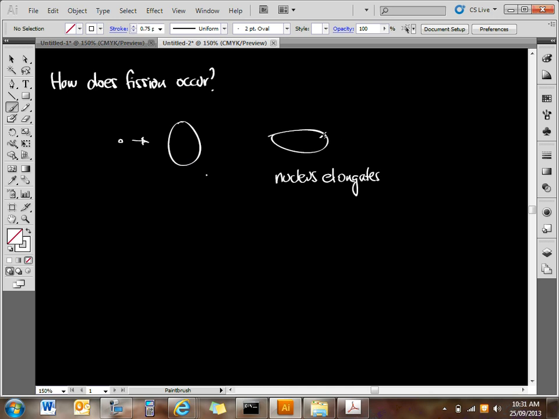Okay. So what are the consequences to this nucleus elongating, do you think? Yeah, it is vibrating, and it's vibrating by kind of stretching itself out. Think about the Coulomb force and the strong force. Your answer?